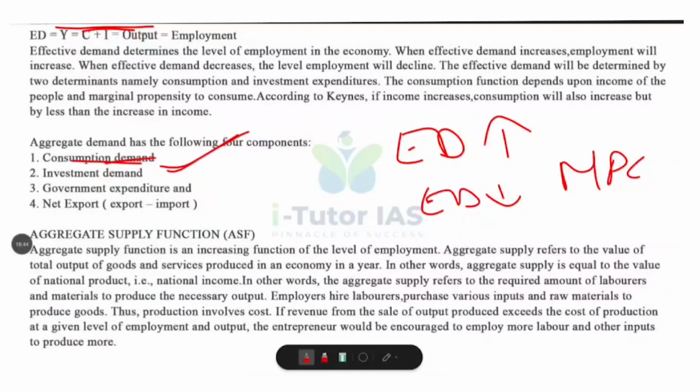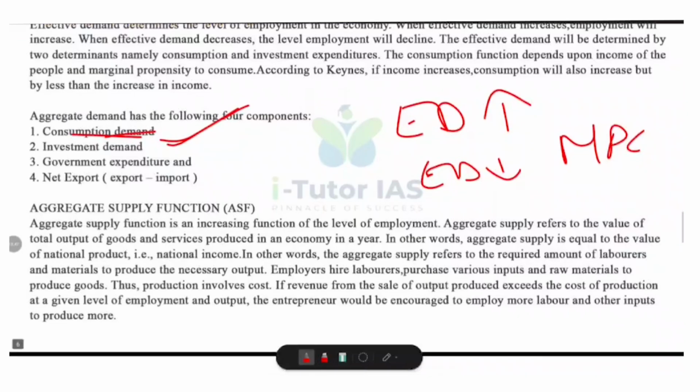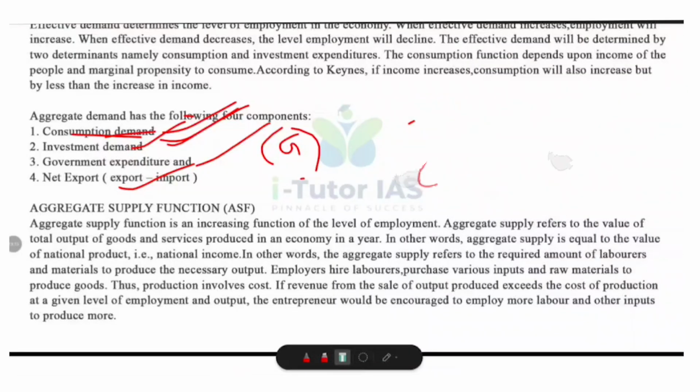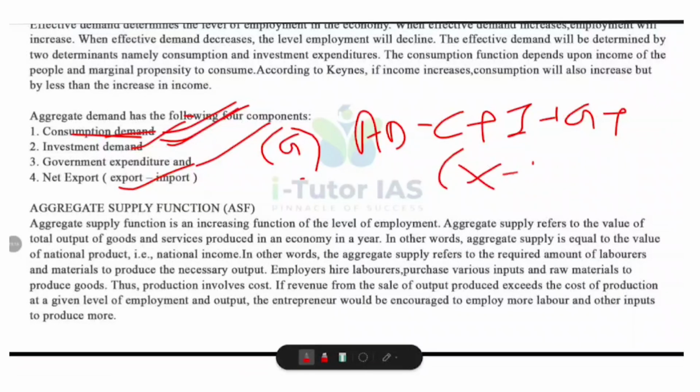In a broader sense, aggregate demand is the total demand in the economy and it has four components. What are they? Consumption demand, investment demand, government expenditure and also net exports. Consumption demand means spending by households. Investment demand, spending by firms. Government expenditure or G is the spending by the government on goods and services, and net export means export minus import. So aggregate demand is equal to, we have already studied it in yesterday's class, C plus I plus G plus net export or X minus M.